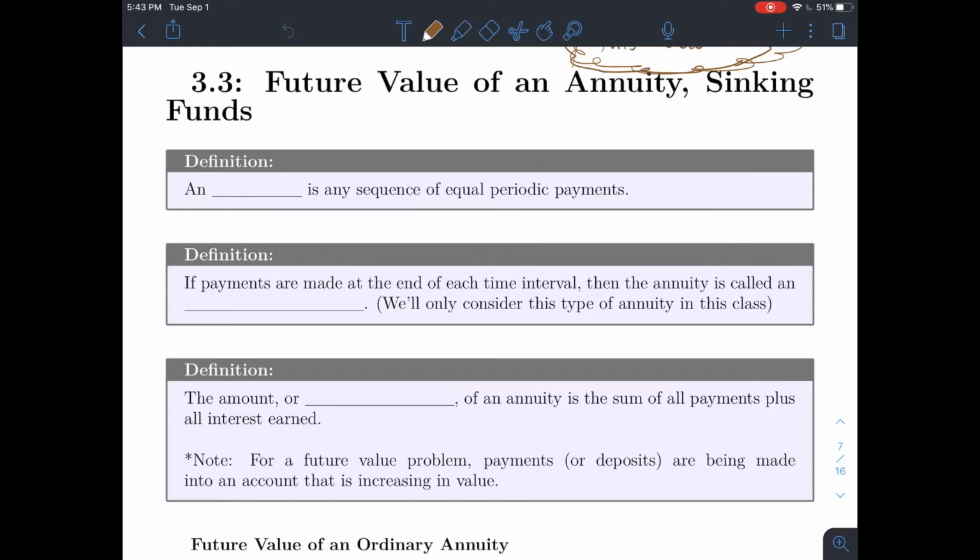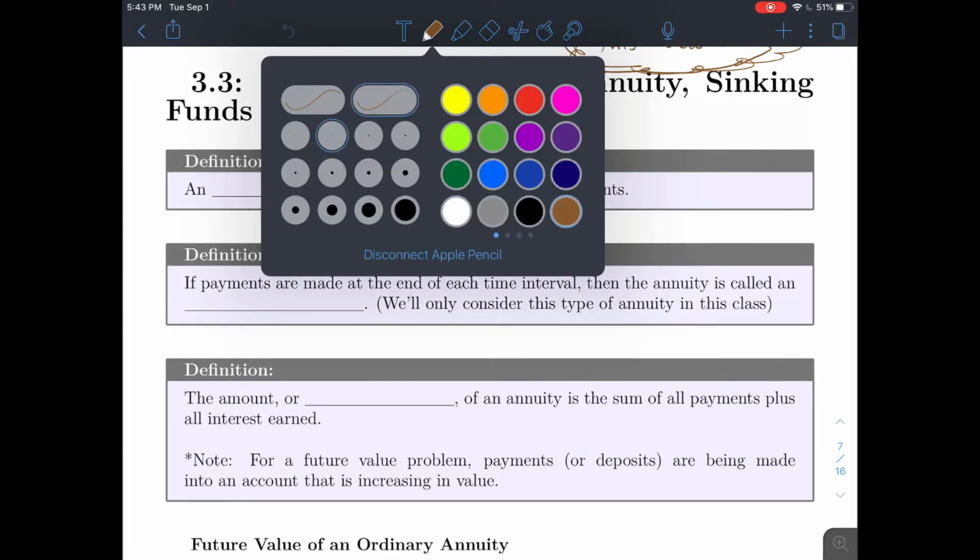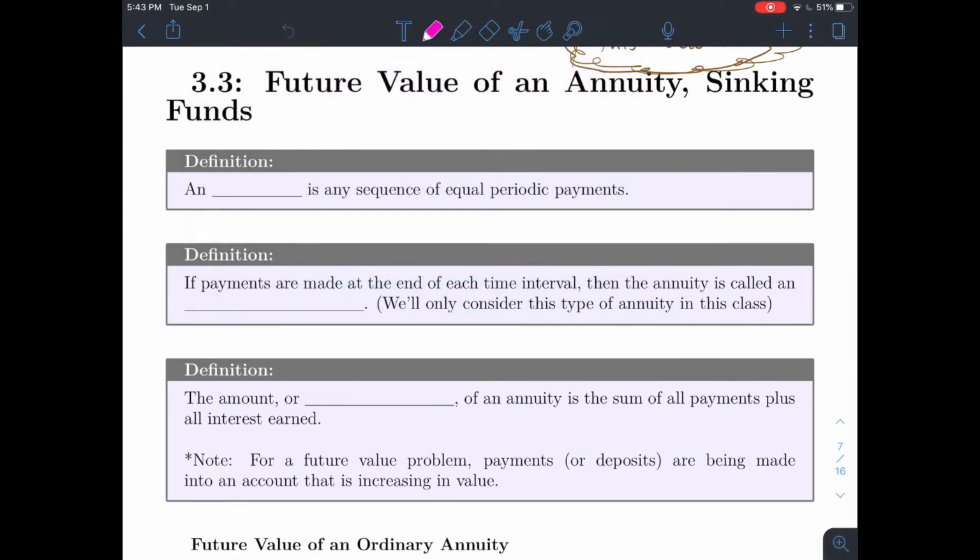3.3 Future value of an annuity and sinking funds. Okay, let's first define a couple of definitions. The first one says an annuity is any sequence of equal periodic payments.